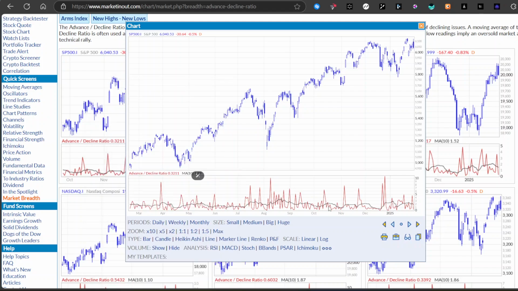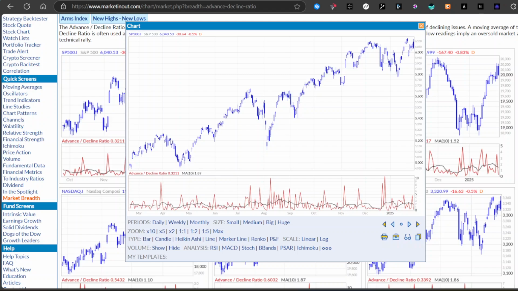A higher ratio suggests that upward momentum is widespread, whereas a lower ratio might signal that the market is experiencing a loss of strength. One of the key advantages of using the advance decline ratio is that it provides insight into the overall market performance beyond what major indices can show. While indices like the S&P 500, the one I opened right here, may be influenced by a few large companies, the advance decline ratio captures the movement of the entire market.